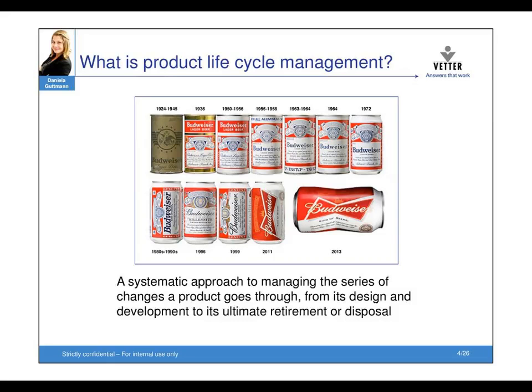And I think there's no better way to exemplify that than by using an example of a product we all know, which is beer. Here we have the example of Budweiser. Look how Budweiser changed its packaging from 1924 to 2013. It made it much more ergonomic and easier for consumers to open and hold the can. And the product is still a success in the market.